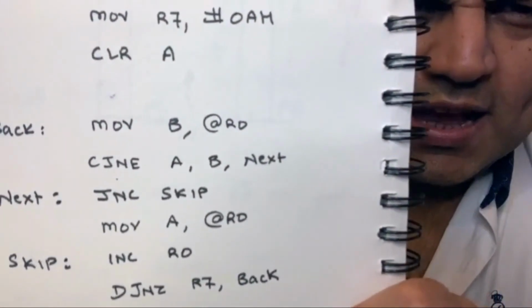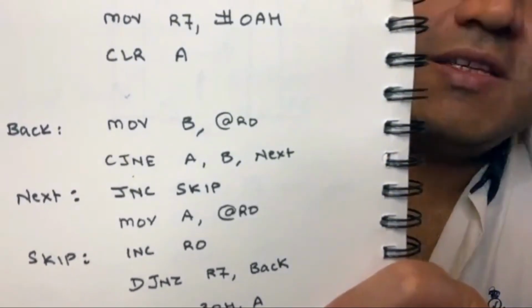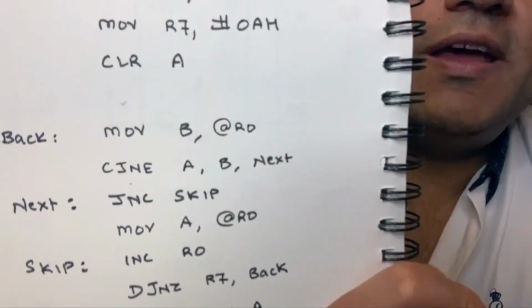CJNE A, B, next. What is CJNE? Compare and jump if not equal. It is basically a compare instruction. Why do we have to do this? Because there is no CMP, no compare instruction in 8051. Comparison is done by subtraction.